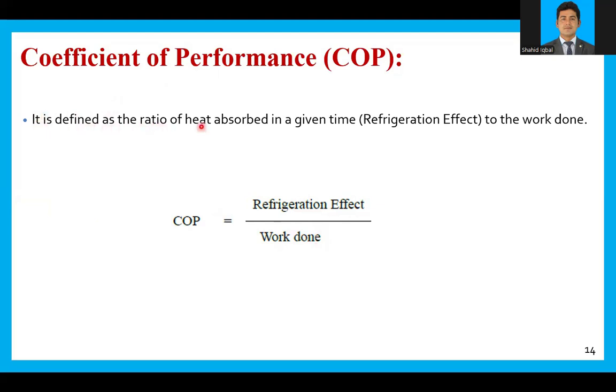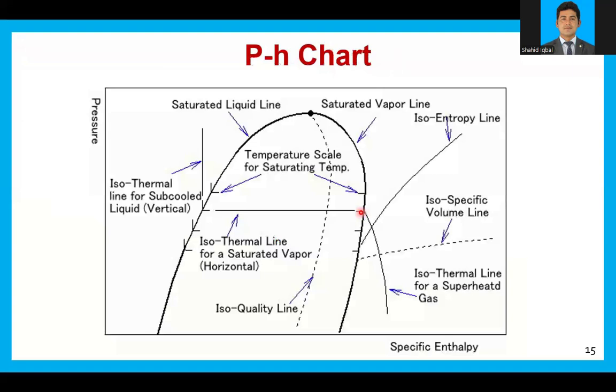So it is defined as the ratio of heat absorbed in a given time, meaning the refrigerating effect, to the work done. So the refrigeration effect is performed at the place of the evaporator, and the work done is actually done at the stage of compression. So input will be in the form of work done, and the output will be in the form of cooling effect or refrigeration effect. This is the pH chart.